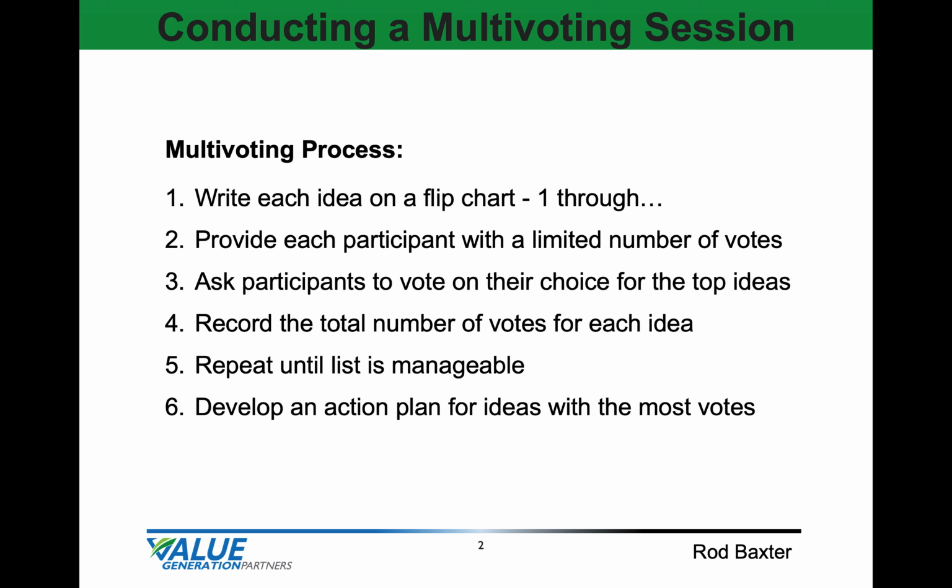And if necessary, we'll repeat the multi-voting process on the ideas with the highest votes until the list of ideas is at a manageable level. From there, we'll develop an action plan, a who, what, when, for the ideas with the most votes, those ideas we wish to take to the next phase of the initiative or the project, or we wish to implement.